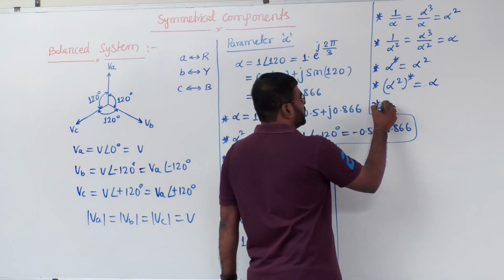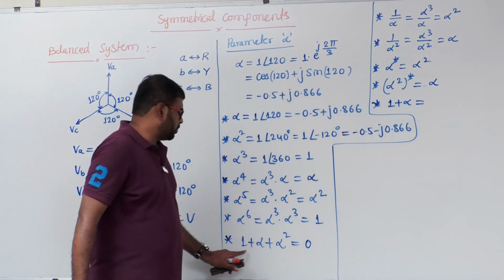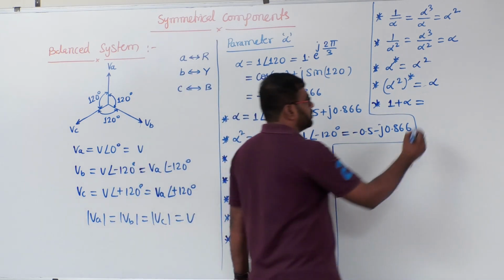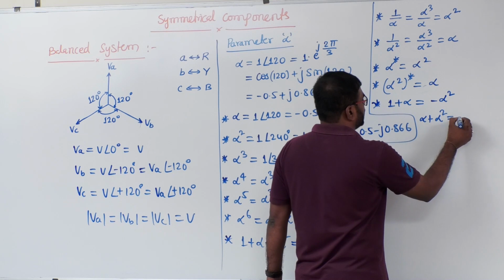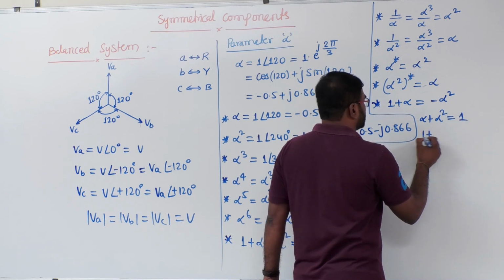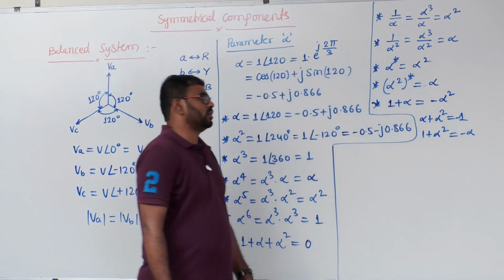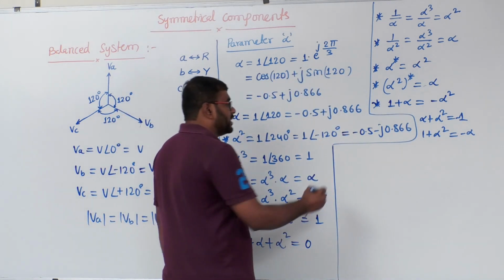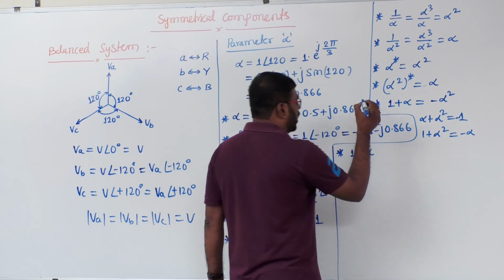Then, next important thing, what is 1 plus alpha? Simple, 1 plus alpha is minus alpha square. Next, what is alpha plus alpha square? That is minus 1. What is 1 plus alpha square? That is minus alpha. Clear? And the next important thing is, what is 1 minus alpha?